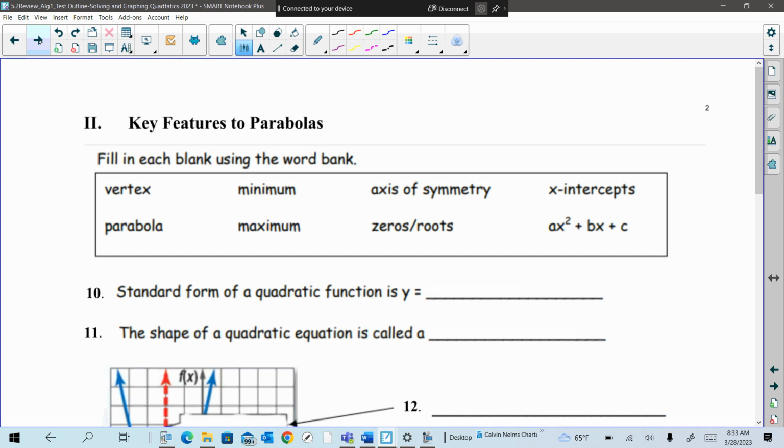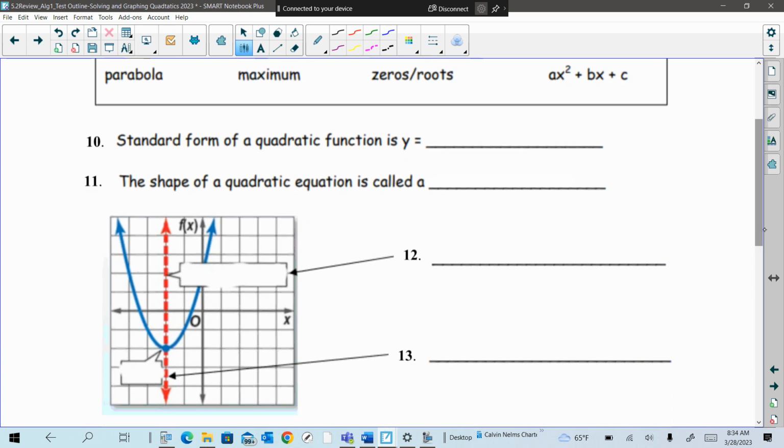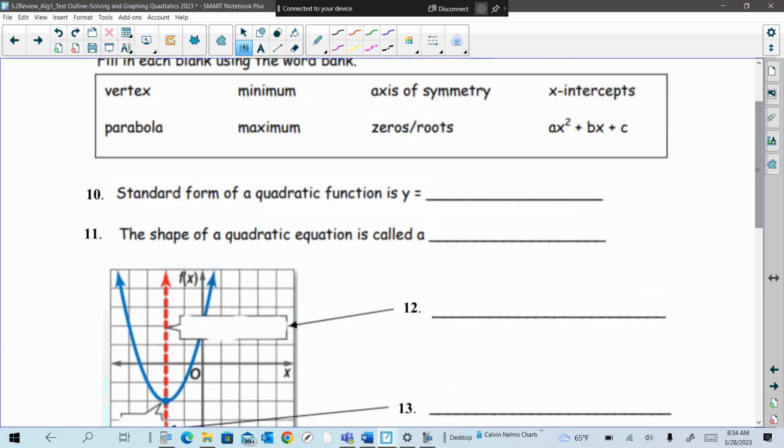Okay. So then section 2, your key features to your parabola. So all of these different terms you need to know and be able to identify on a graph. Okay. So think of this as your word bank. We're going to use this to fill in 10 through 17. All right. So 10 says, what is the standard form of a quadratic equation? Which one would be our standard form? Yeah, ax squared plus bx plus c. Okay, so we already used that one.